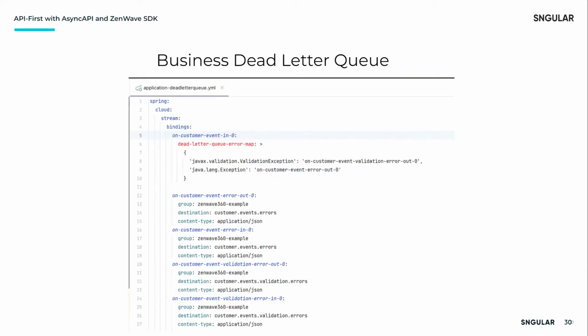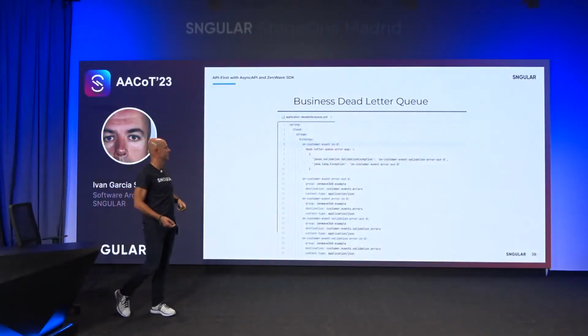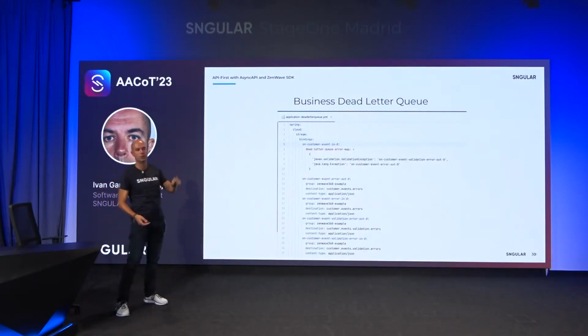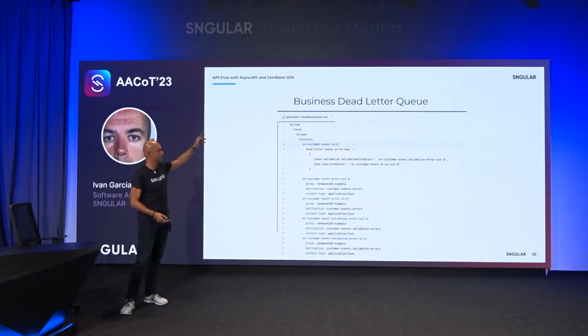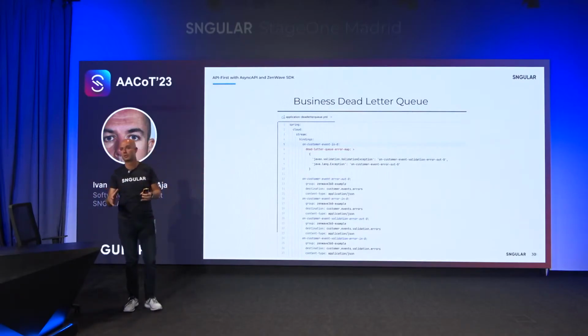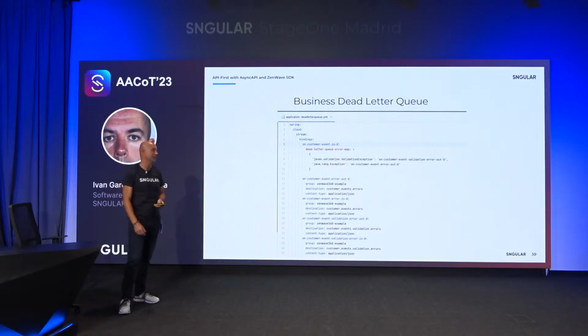And for business DeadLetter Queue, it's as simple as having a map of exceptions and having the binding, the Spring Cloud Streams binding, where you want to send those exceptions. And it works top down, and in the moment that it finds one exception that is part of the hierarchy of the exception that you are throwing, it is going to use that binder to send the error. And if it doesn't find any, it throws the message up.